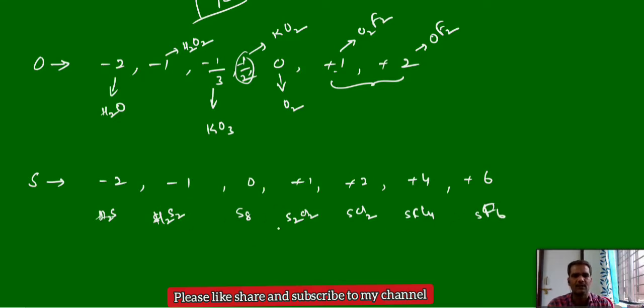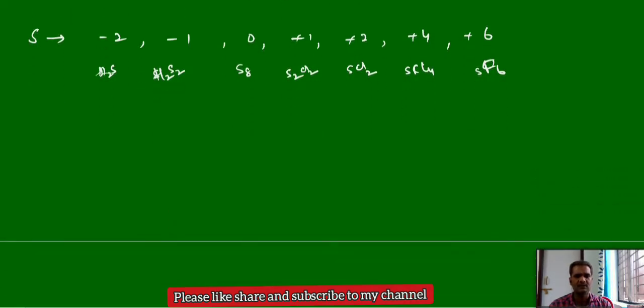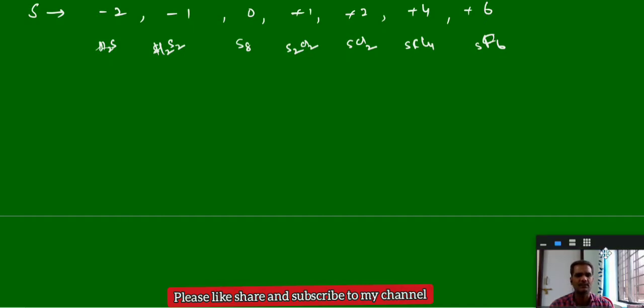These are the variable oxidation states for sulfur. For the remaining elements the oxidation states are not that important, but the common oxidation states are +2, +4, +6. This is about oxidation states. Next, oxygen can show anomalous properties. Next, we have anomalous behavior.